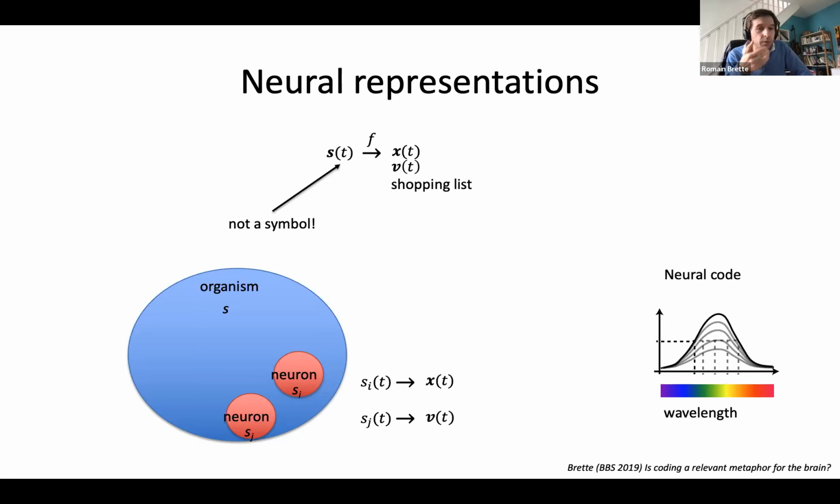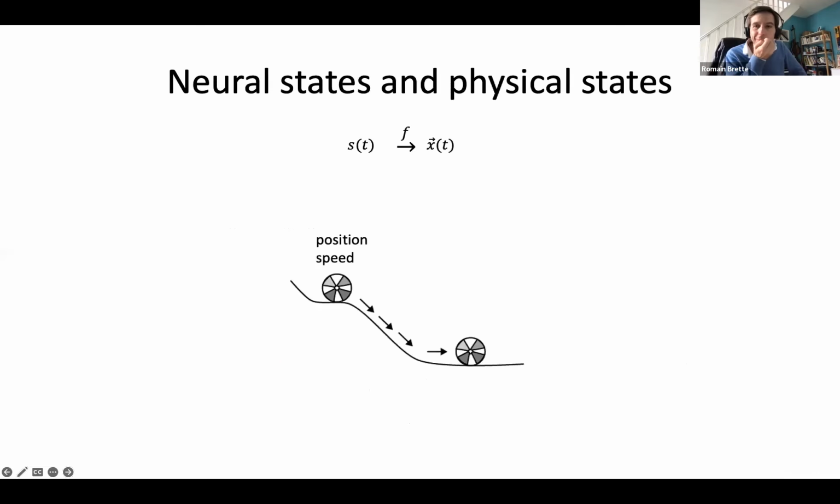So in fact, in general, those activities that are identified in the brain do not have the quality of symbols, things that could be used in an algorithm. So all this is explained in more detail in my paper on coding, so I won't go into more detail. And I really want to focus today on the notion of neural state, which is a critical point.